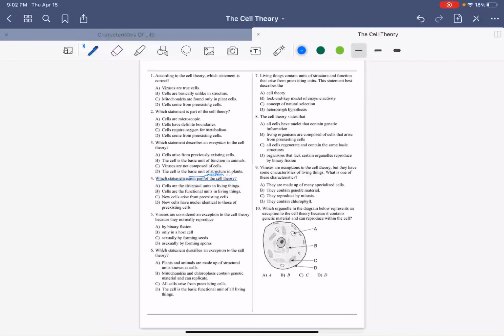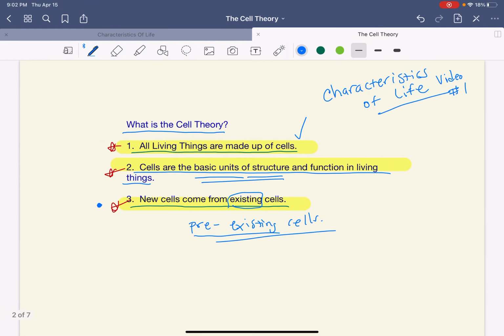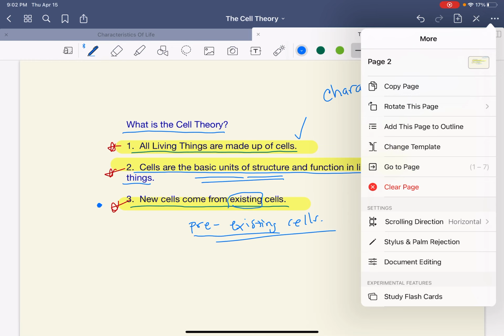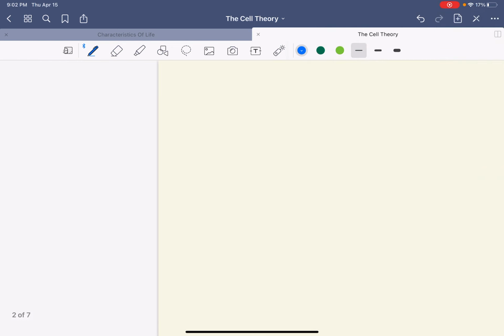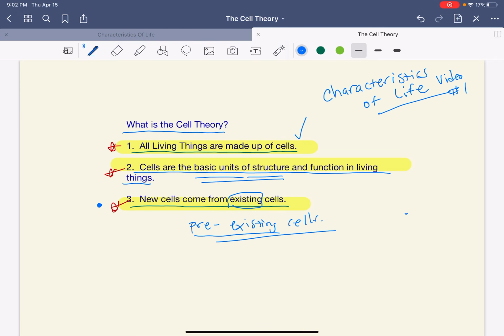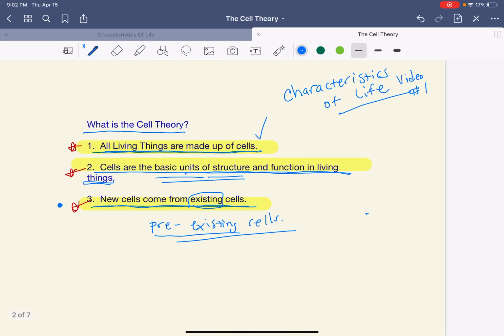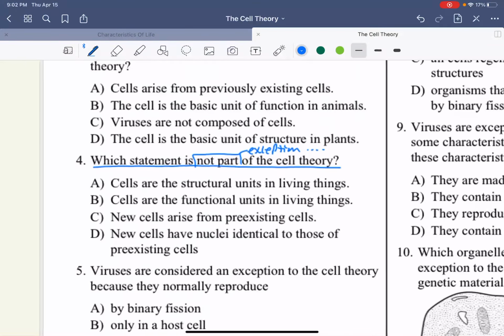Now let's remind ourselves of the cell theory again. And let's clear this page. Oh, I didn't mean to get rid of all of that. Okay. So let's remind ourselves, all living things are made up of cells. Every living thing is made up of cells. Cells are the basic unit of structure and function in living things. New cells come from pre-existing cells. Okay, so let's take a look at number 4.